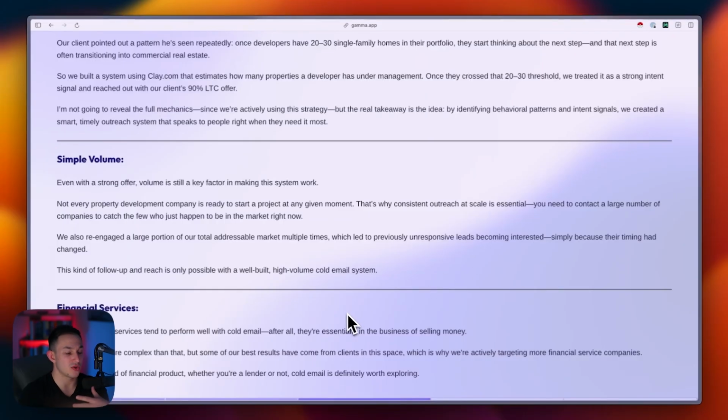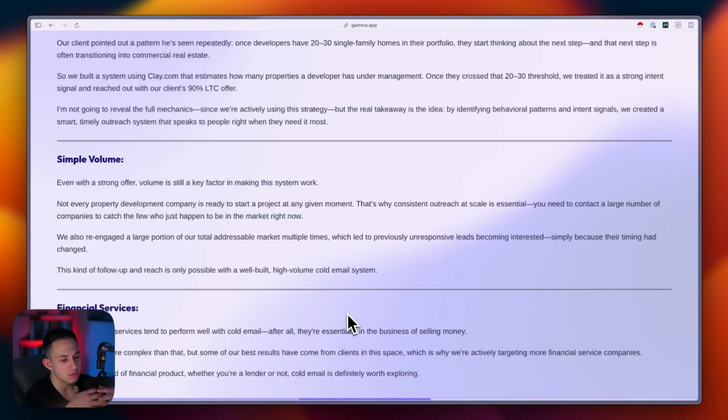Now, again, cold email doesn't only work in financial services, but overall, it is a very, very good industry to do cold email in, right? And again, after all, these people are basically in the business of selling money, right? In terms of having a good offer and it being realistic, this is as good of an offer as you're going to realistically get, okay?